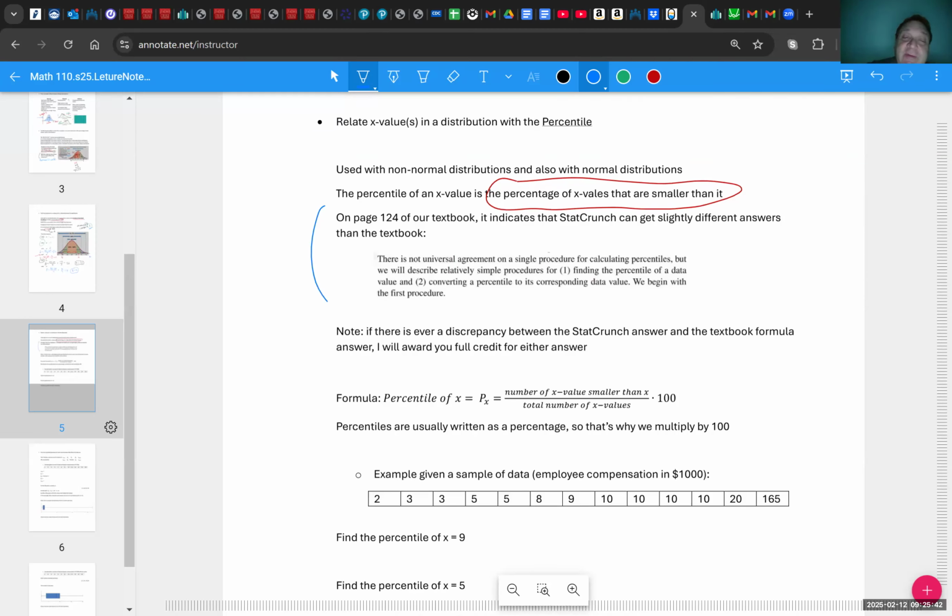And I include this little note down here. If there's ever a discrepancy between what the StatCrunch answer is and what the textbook formula is, I'm going to give you full credit for either answer. So you don't have to worry about which answer is more correct. You're going to get full credit for either answer if you're using the StatCrunch formula or if you're using the textbook formula. They almost always get the same results, so it's not like it's going to be different every time. But in the weird situations where they give different answers, you get full credit for either one.